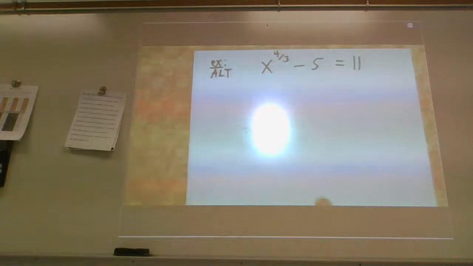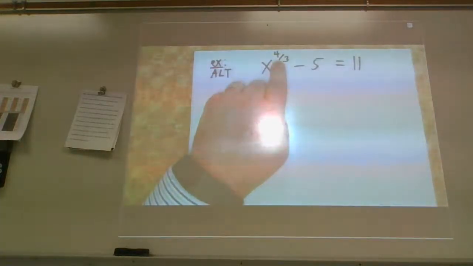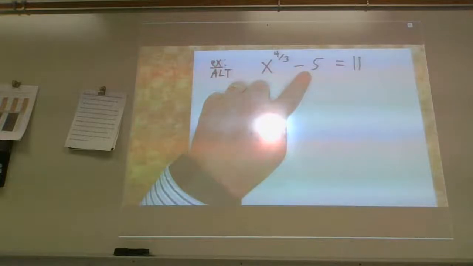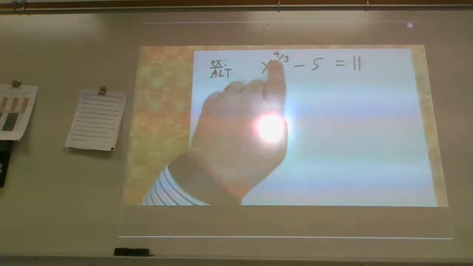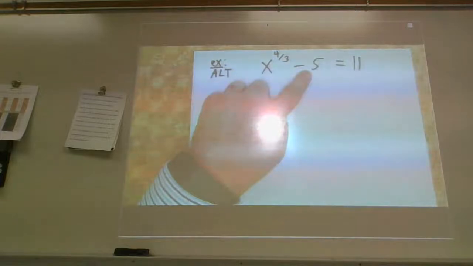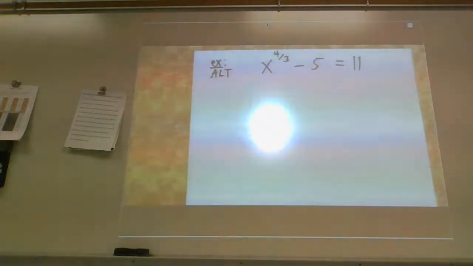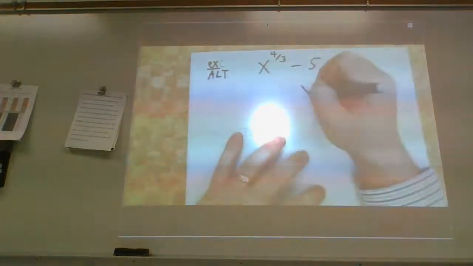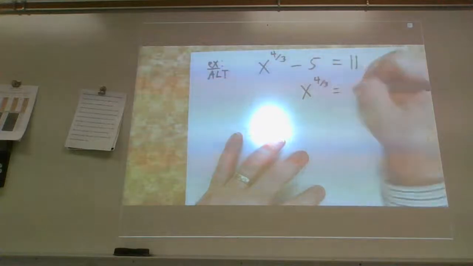This alternative example is really going to be helpful. So, there's only 2 things preventing me from getting x by itself. One of them being the 4/3 power, and one of them being the minus 5. Exponent, addition, subtraction. There's no multiplication, division. There's no sets of parentheses. I've got to add 5 to start this problem. All right, I'll add 5 to start this problem.